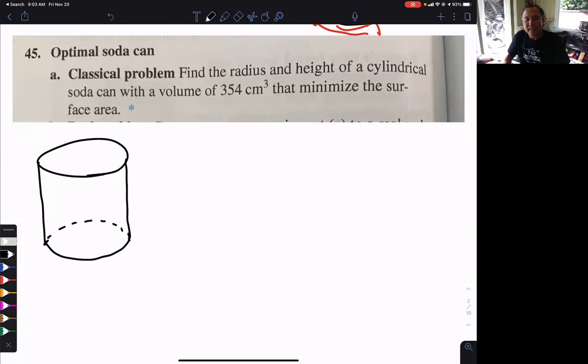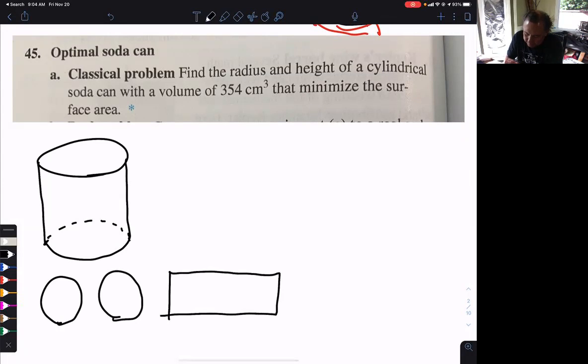What is that can made out of? It has a circular top, a circular bottom, and the side's actually a rectangle. I don't know if you see that. And we want to minimize the area. So my formula is A. And now again, I have to label stuff. What do cans have? They have radii. So the radius of this can I'll call R, and it has a height, H. Those are the only two dimensions of the can you really need. So I'll label it that way.